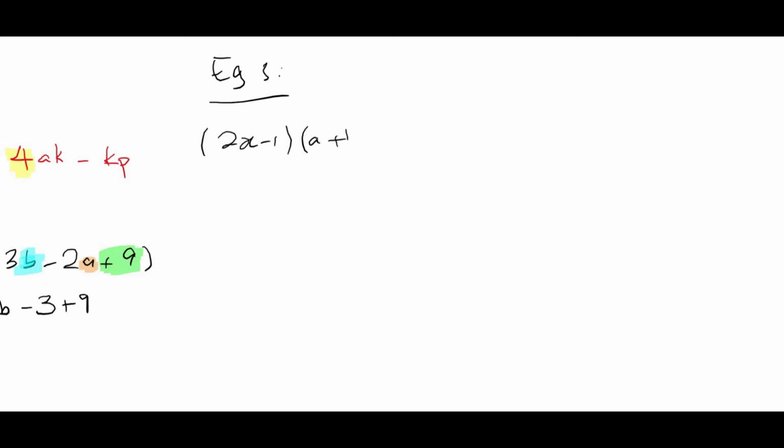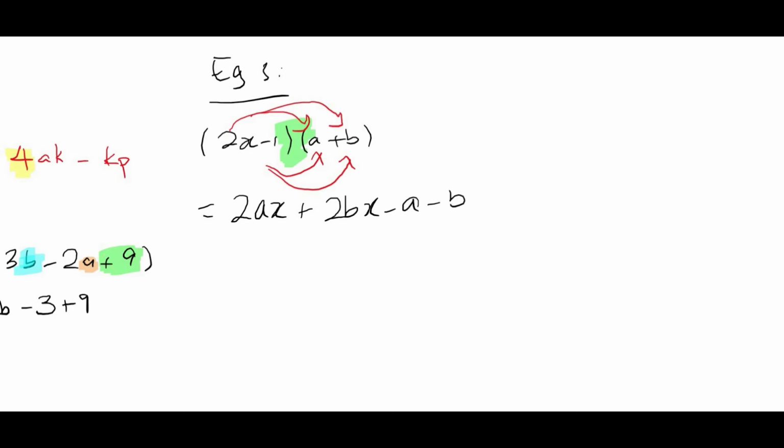We have two brackets. One is 2x minus 1, another one is a plus b. And there's no plus in between the brackets, so actually this is a multiplication, because the brackets are right next to each other. What you need to do is open up, or expand, the brackets by multiplying the terms by each other. Everyone will have an equal opportunity to multiply with each other. So when we multiply 2x with a, 2x with b, you have this, and negative 1 with a and negative 1 with b. Now we try to simplify this, but there is no similar term, so that's all you have. The answer is like that.